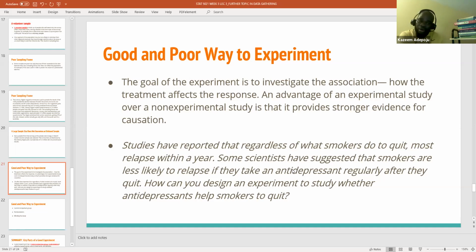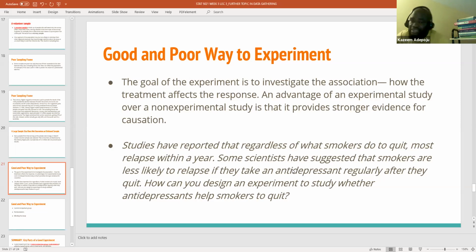You're going to split them into two different groups, into control and experimental group. What I mean by treatment group: the people in the experimental group, you're going to give them antidepressants. The people in the control group, you're actually going to give them placebo. And at the end of the day, you're going to observe the effects of that treatment compared to nothing.